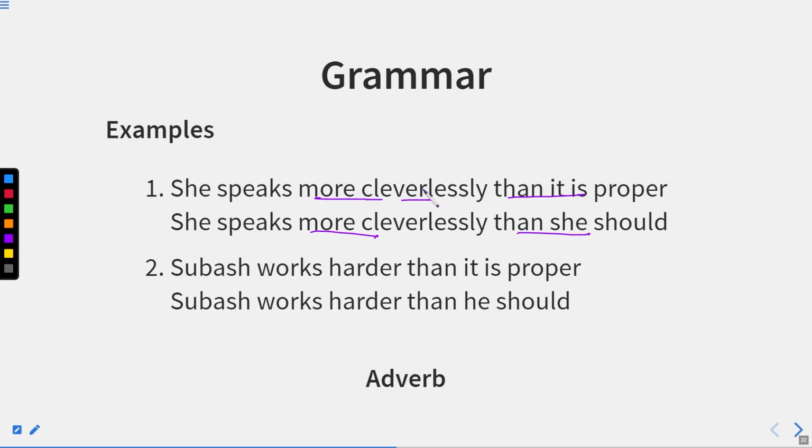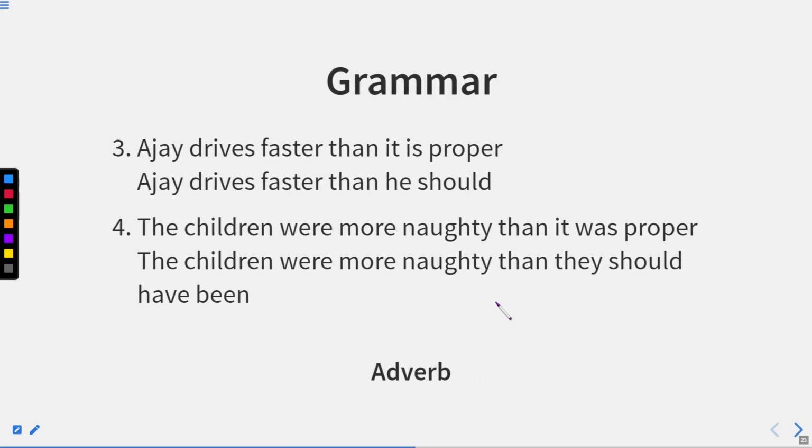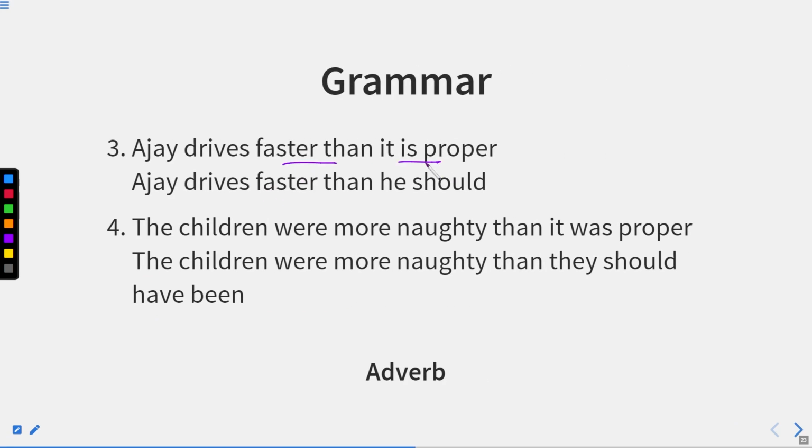So this is how we can remove to. We can use this structure. Subhash works harder than it is proper, or Subhash works harder than he should. So this is the style by which we can remove to without changing the meaning of the sentence. Ajay drives faster than it is proper. Ajay drives faster than he should.